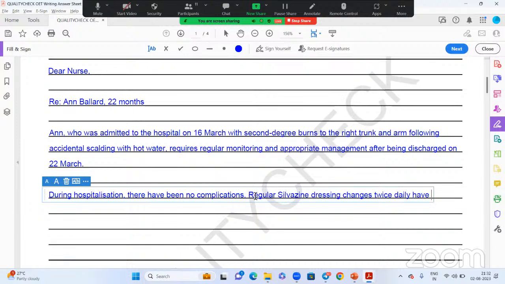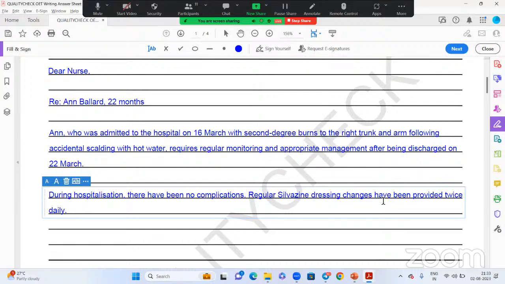Have been provided. So regular silvazine dressings have been provided twice daily. That also you can write. Or, regular silvazine dressing changes have been provided twice daily.